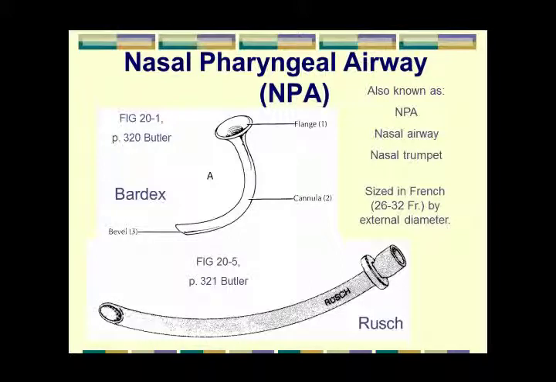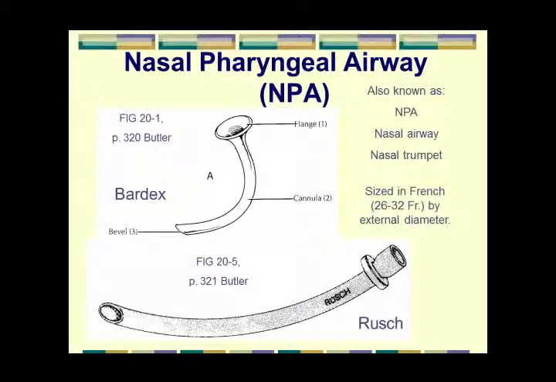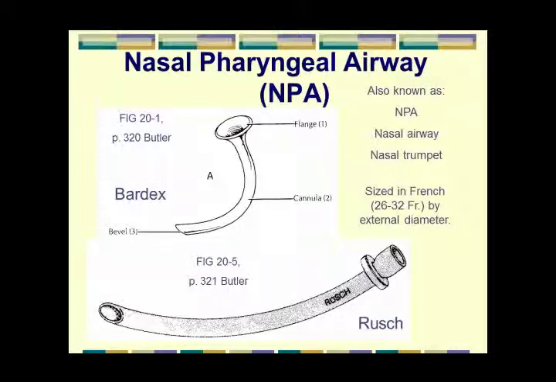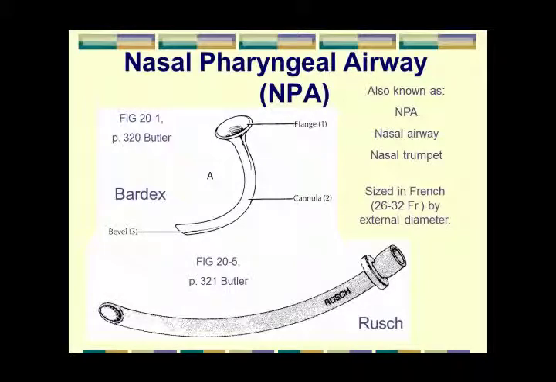Nasopharyngeal airway, the other one, the NPA, known as a nasal trumpet. These are sized in French sizing, and I'll talk a little bit more about French sizing in a bit. But the same idea, you have an inner channel or a cannula. You have a beveled tip, meaning that it's not flush, it's got an angle to it. And then there's a flange up on top that prevents it from being inhaled into the nasopharynx. And I have seen that happen, where they kind of got sucked in. It's like, oh my.